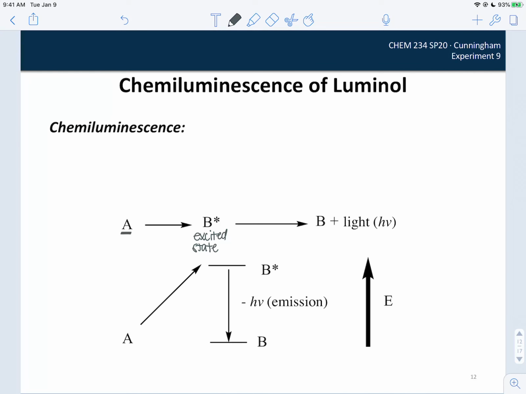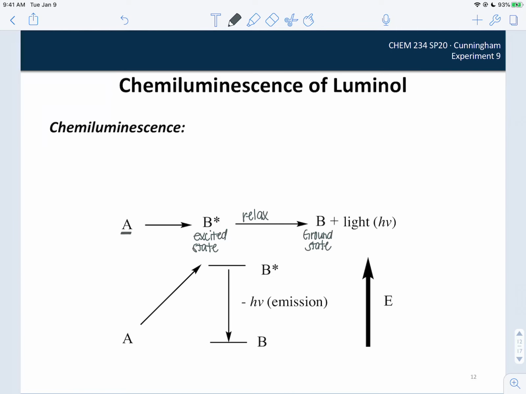It has undergone a reaction, that's why it's not A going to A star, it's A going to B star. The structure has changed. It is a different, excited state structure, which then relaxes. So here's our relaxation step, and that generates B, which is the same structure, just no longer in the excited state. So our ground state is here of B. And we've also generated light. There's an energy diagram down here that expresses that.